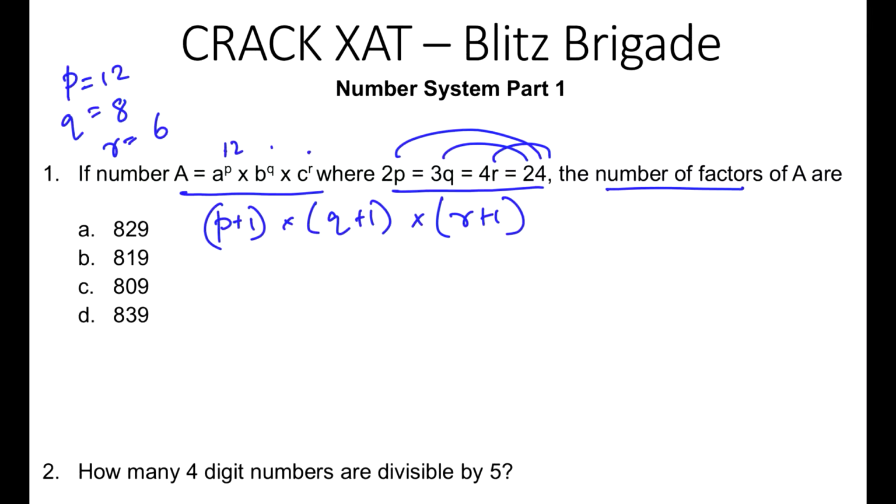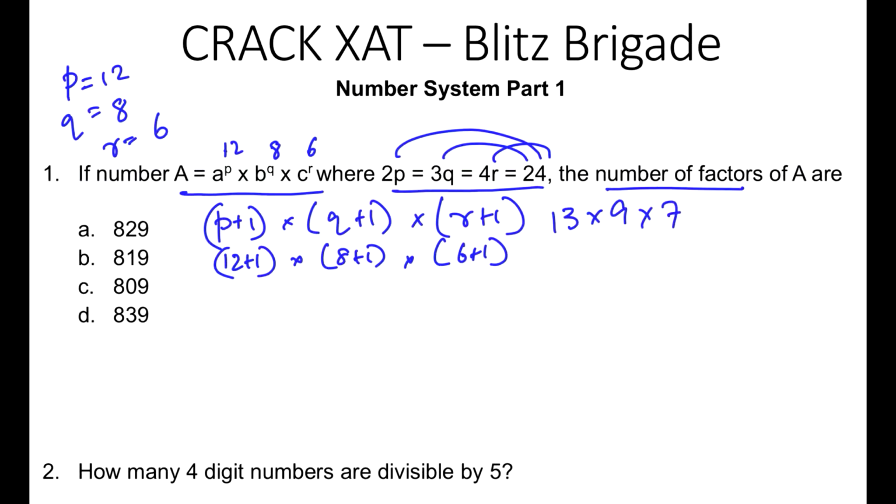That means अगर आप इस बड़े से number का prime factorization करते हो, and if you get the powers of the prime as 12, 8 and 6, then to calculate the total number of factors, you have to actually add 1 to each one of them. That is 12 plus 1 multiplied with 8 plus 1 multiplied with 6 plus 1 to get the total number of factors, which will come out to be as 13 multiplied with 9 multiplied with 7, which would be equals to 819. Okay, so that is option B.